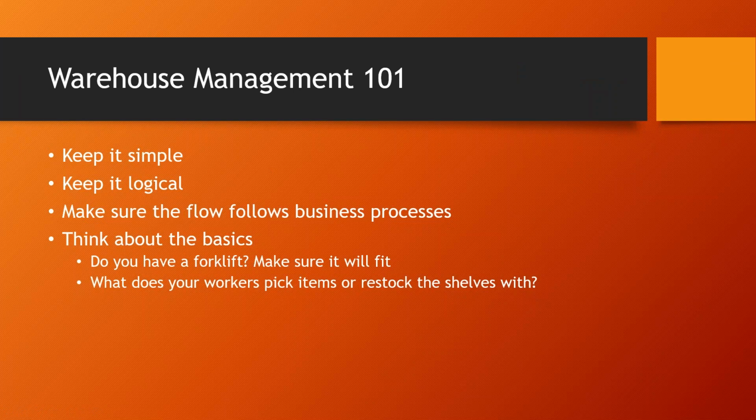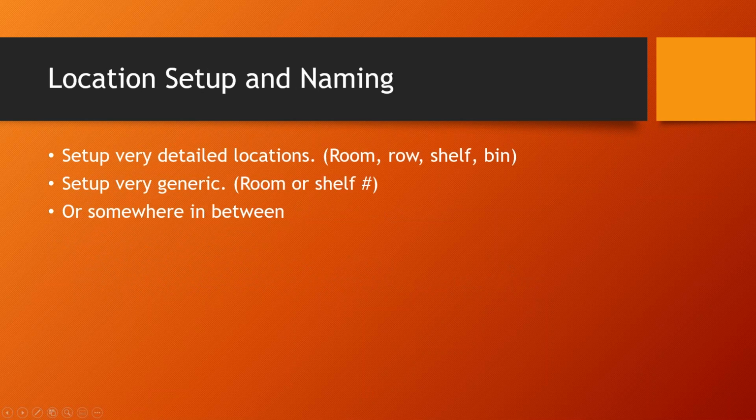Basically, you need to keep it simple, keep it logical, and make sure the flow follows the business process. These things all make sense, but when you look into a warehouse, oftentimes that's not the way they're set up. Think about the basics. Do you have a forklift? Make sure it will fit. I've helped people rearrange so many warehouses, and then they forget about things like that. Oh, we use a forklift, but we put our shelves too close together. What do your workers pick items or restock the shelves with? Those kinds of things are really important to know. So let's go into more detail on this.